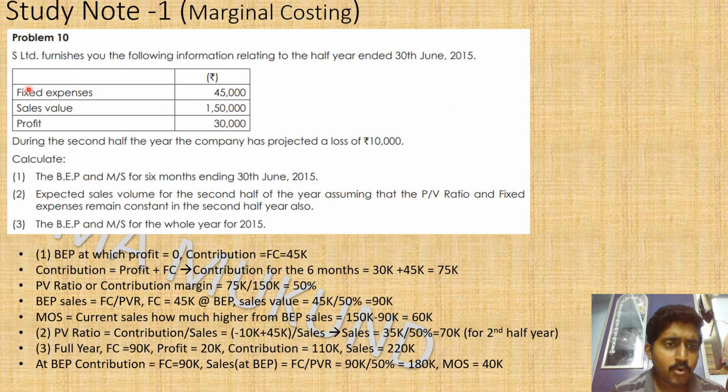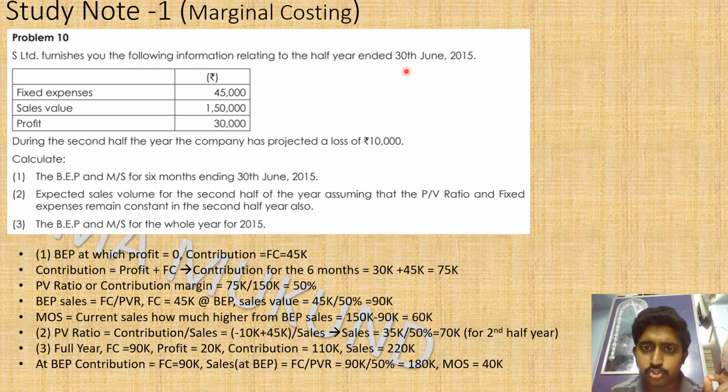So this is problem number 1. Yes Limited furnishes you the following information relating to the half year ended 30th June 2015. So half year is ending at June, which means this company maybe follows the calendar year for financial accounting. Okay, so what is given in the question? Fixed expenses is given, sales value is given, profit is given. Okay, so which means this is sufficient detail. Sales value 1,50,000 is given.